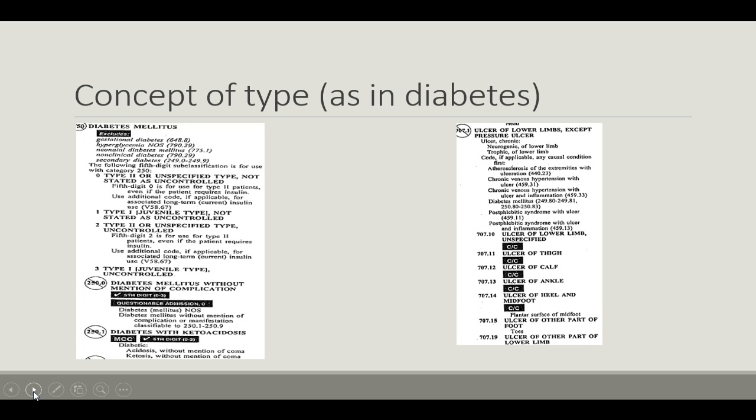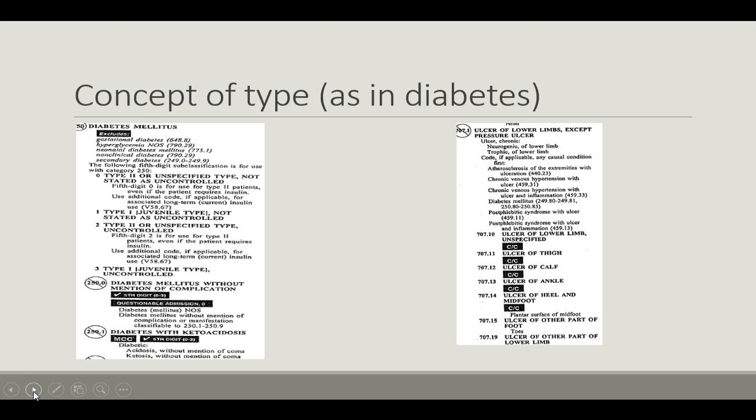The concept of type applies to diabetes, the most common disease of the endocrine system. Remember, with ICD-9, the 4th digit is the manifestation or complication, and the 5th digit designates whether it is type 1, type 2, or unspecified as to type, and also whether the diabetes is described as controlled or uncontrolled.